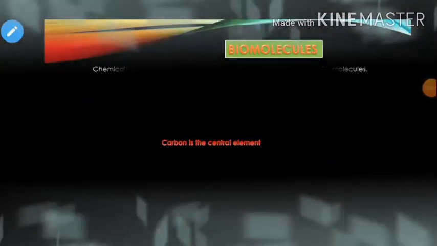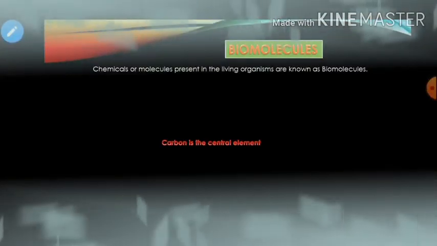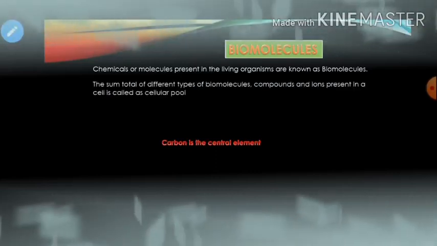So, what are biomolecules? Chemicals or molecules present in the living organisms are known as biomolecules. And children, the sum total of different types of biomolecules, compounds and ions present in a cell is called a cellular pool.